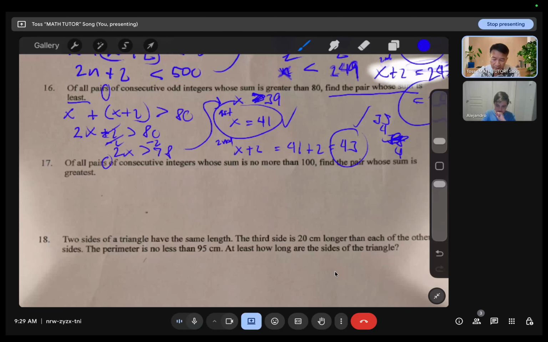Of all pairs of consecutive integers, this time it's consecutive integers, not odd or even, whose sum is no more than 100. Okay, tell me, how would you write this one? They're getting you to do every single thing now algebraically. Verbal algebra, interpreting everything now. 17, what do you think? How would you set it up?